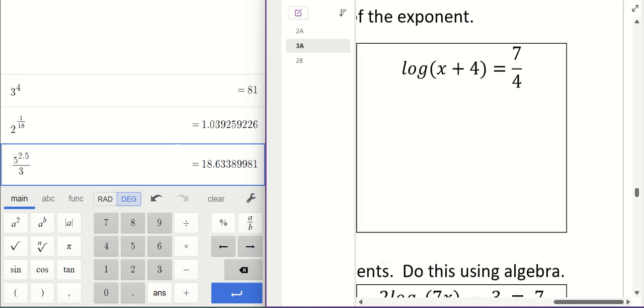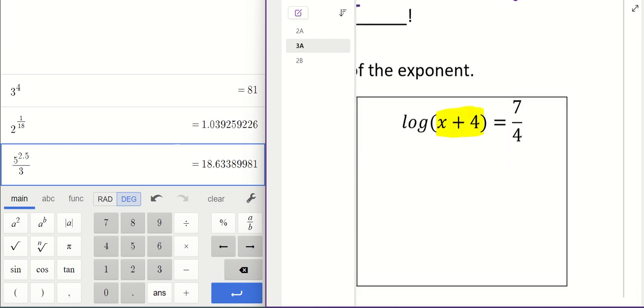All right, same deal here. We can't subtract 4 from both sides because this is all inside the log. So we have to get rid of the log first. Now, how do we get rid of a log if we don't know its base? Well, we actually do. We get to assume.